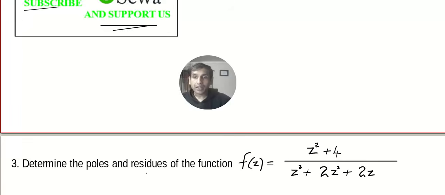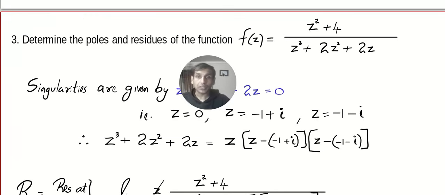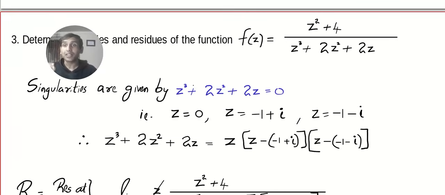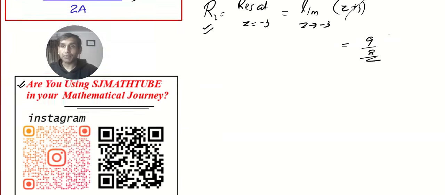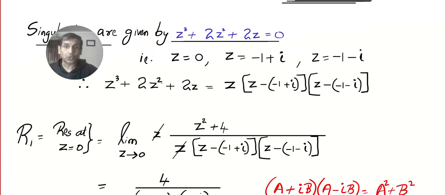Okay, now let's go for the next question. Super important question. Pause the video, try it. Okay, so the singularities are given by the values which make the denominator 0. I am using a calculator. If you don't have a calculator, take common, apply this formula method and you'll get the roots.